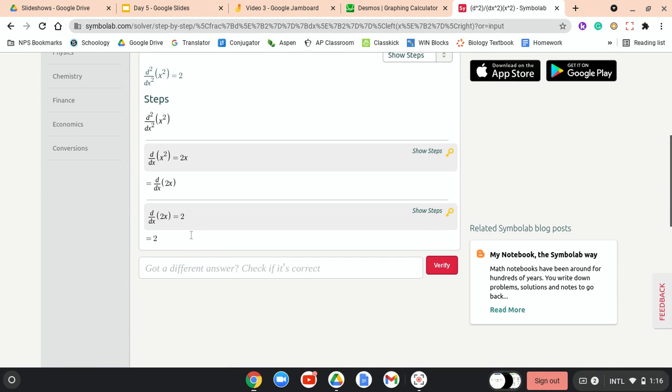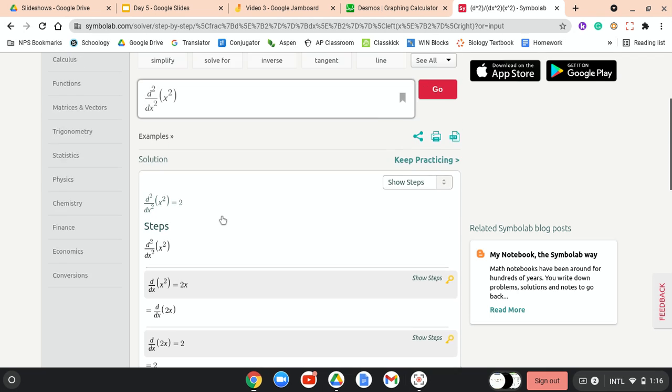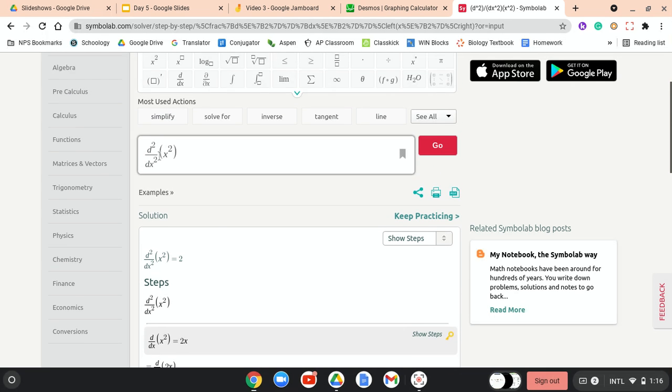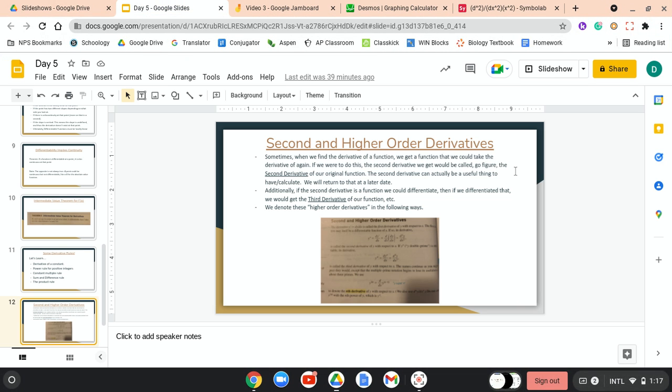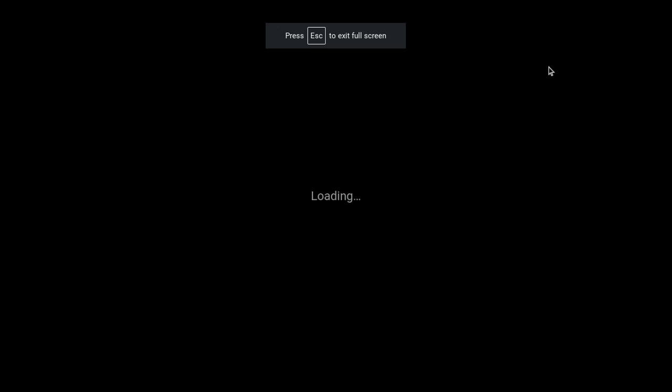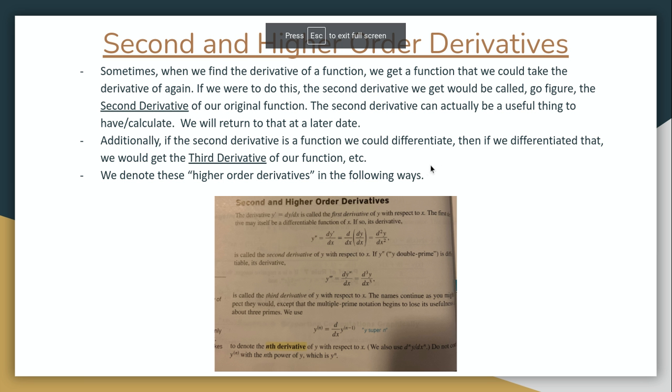So I hope you can see that I can't really BS it. This is a computer telling you that this is true. This is how we write second derivatives. We write it like this. And when we take the second derivative of x squared, we get 2 like we would expect, because when we did it on our own, we also got 2 as our answer. All right. Let's go back to the slideshow.